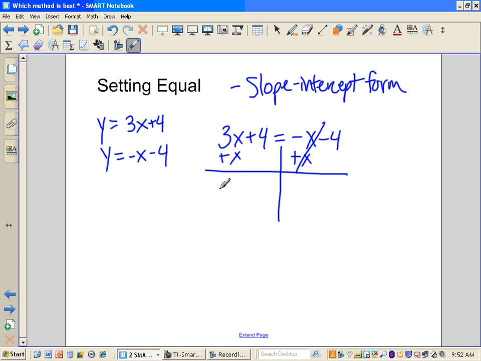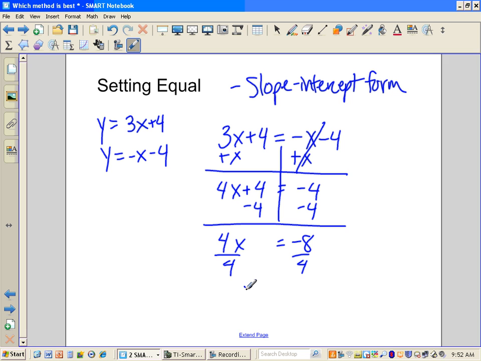The x's cancel there. I'm left with 4x plus 4 is equal to negative 4. I'm going to subtract 4 here and here, so now I have 4x is equal to negative 8. If I divide by 4 on both sides, then I'm left with x is equal to negative 2. Now, you're not done yet. Don't be confused. You need to find the y value as well.